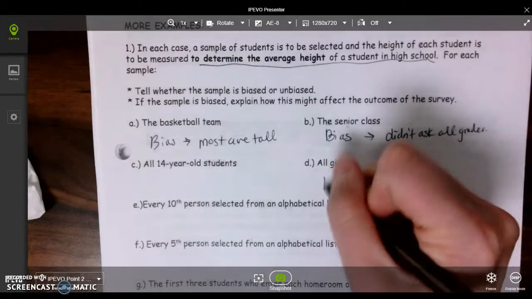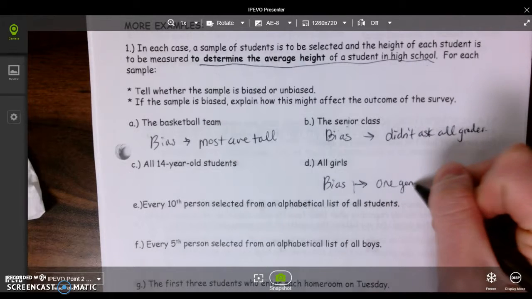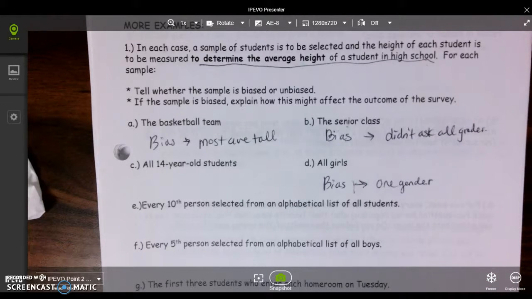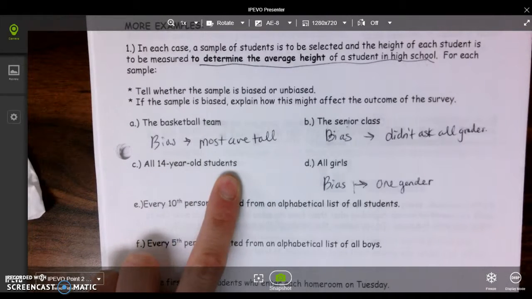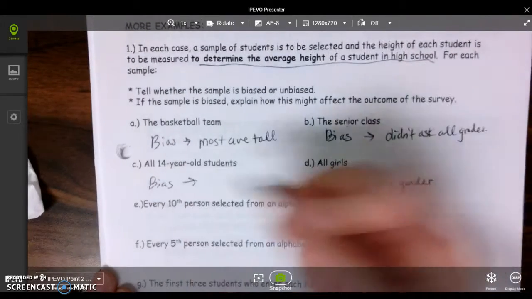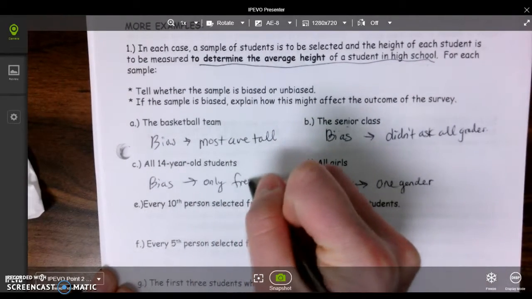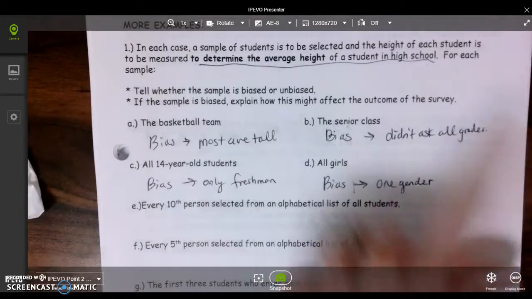Okay? Asking all girls would be biased because again, this is one gender, and I'm not asking a variety of people, I'm asking only girls. Girls are typically shorter than boys. It doesn't mean they always are, but typically they are shorter. All 14-year-old students is the same issue as the senior class. This is all biased because that's all freshmen. And same thing I said before, freshmen are typically shorter than seniors, right? So that wouldn't be a good representation of the average high school student's height.